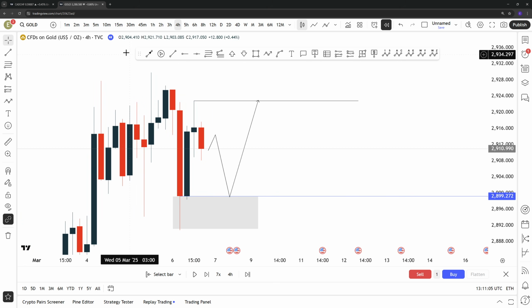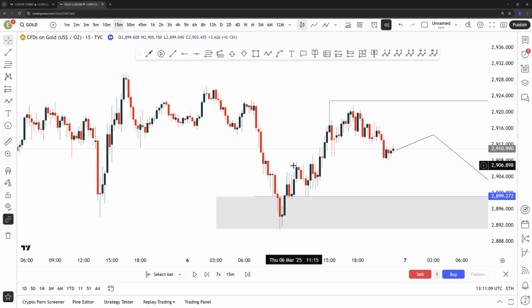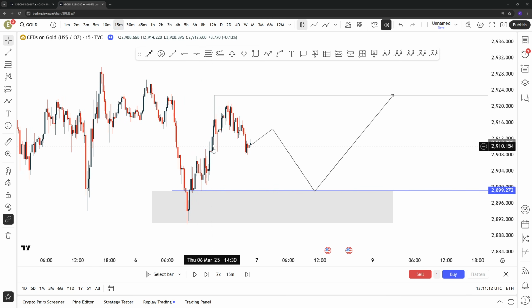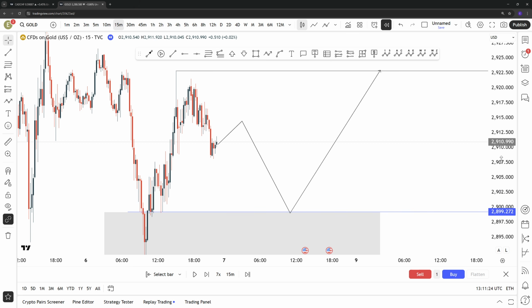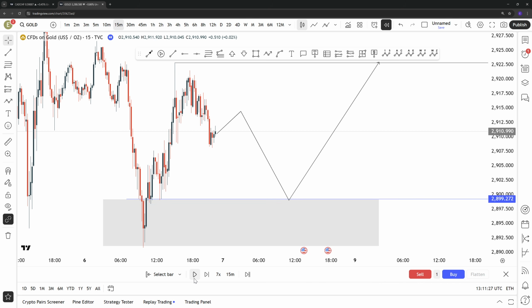So in the lower time frame, the 15 minutes, let's use the 15 minutes. We will wait for price to come to this area, give us a rejection or maybe a break of market structure, and then we will look to enter the market long. So let's see how the market will play out in this kind of situation.